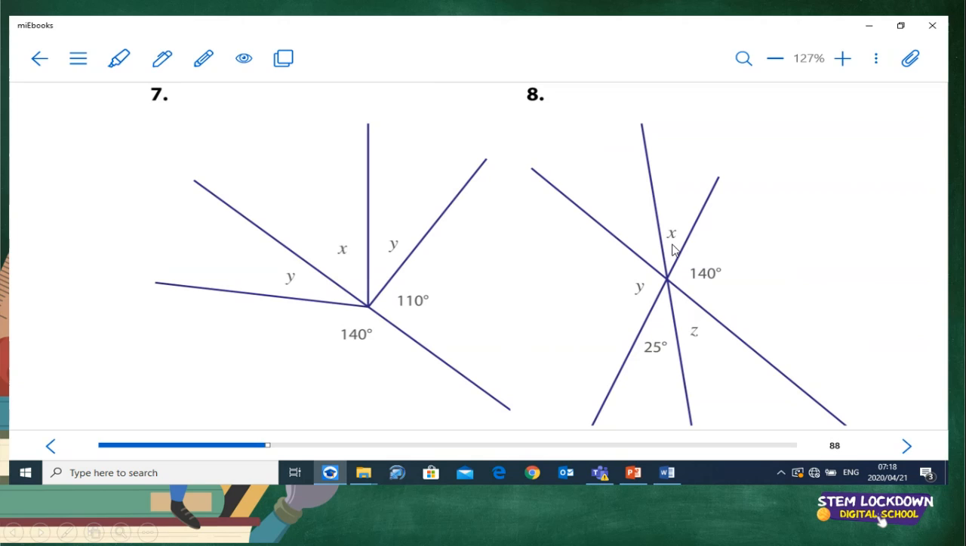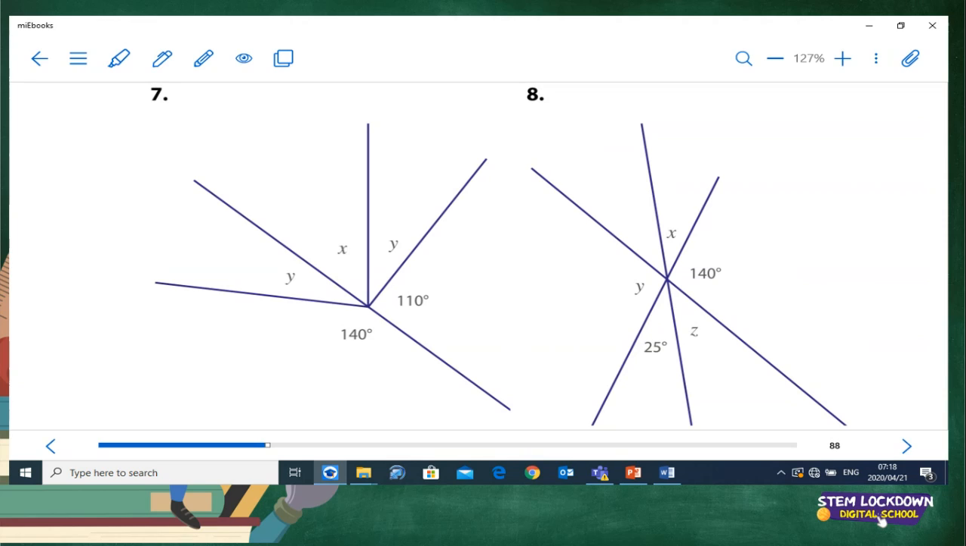And of course, you do the same with the next one, number 8. You can see we have angles on a straight line. We also have vertically opposite angles. Let us start with x. You can see that x and 25 are vertically opposite angles. And what did you say about vertically opposite angles? We said that vertically opposite angles are equal. This means x is equal to 25 degrees.